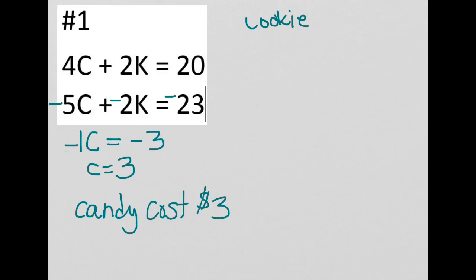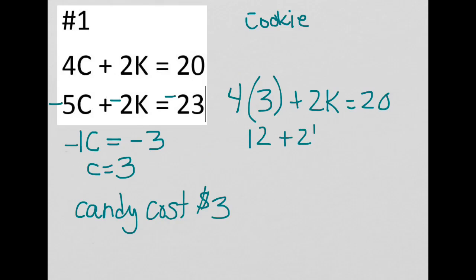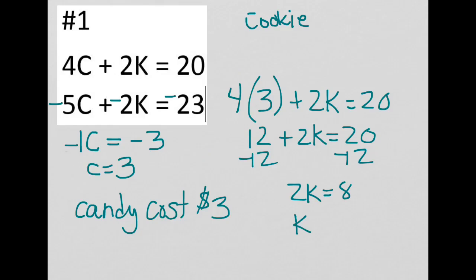Cookies, how much did they cost? Well, if I know that c equals 3, I can plug that into any of the equations that I want. Replace c with 3, so 4 times 3 plus 2k equals 20. Now 4 times 3 is 12. 12 plus 2k is going to equal 20. Subtract 12 from each side, and you get that 2k equals 8. So k equals 4, and that tells me that 1 package of cookies costs $4.